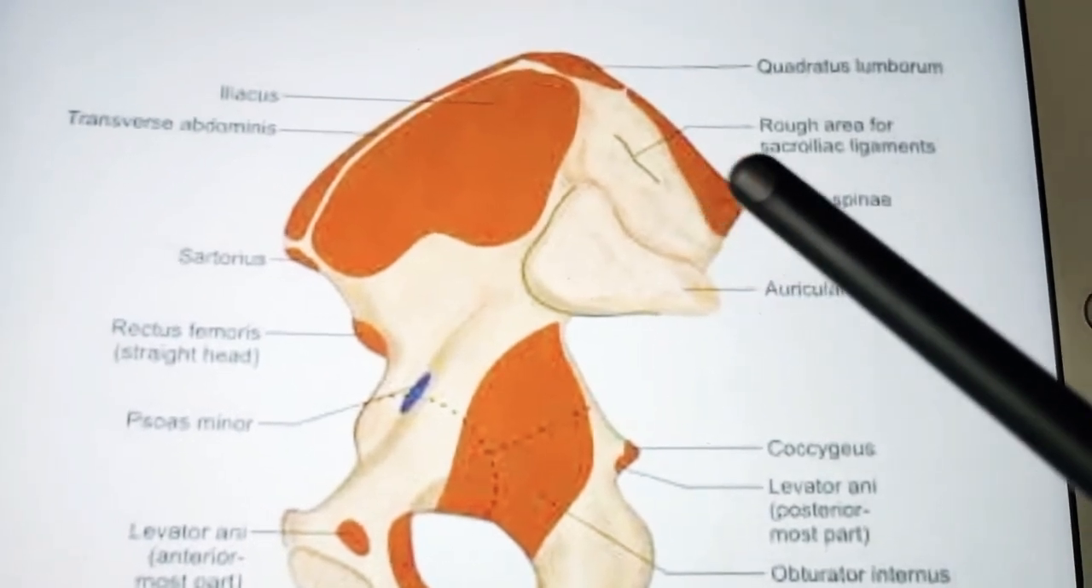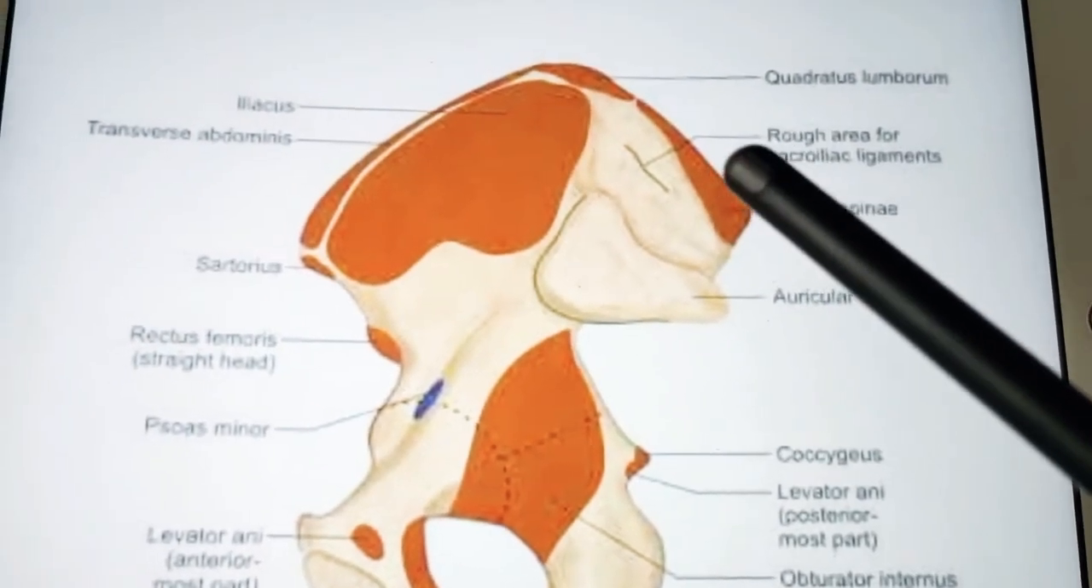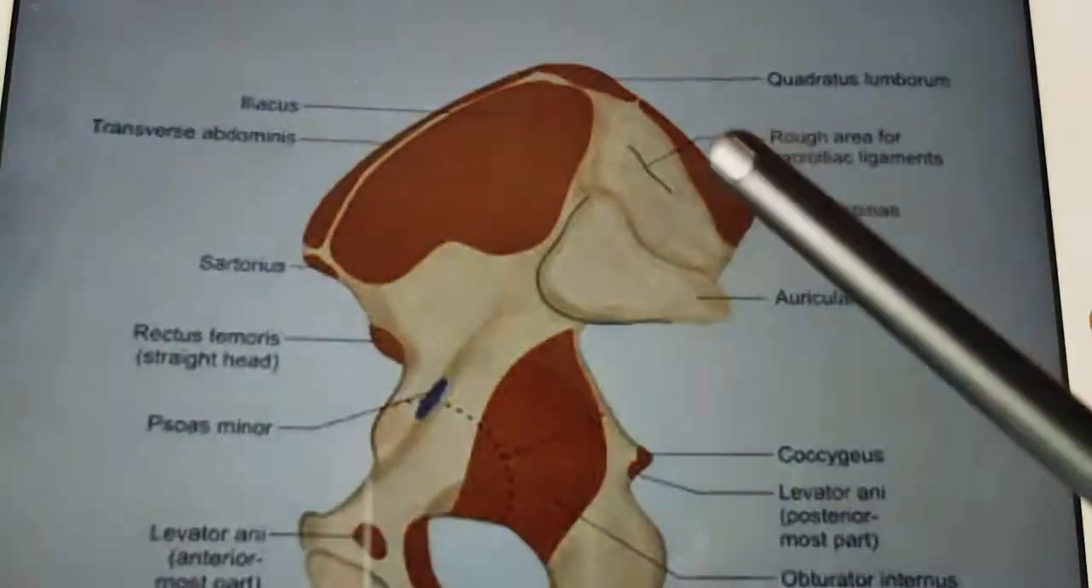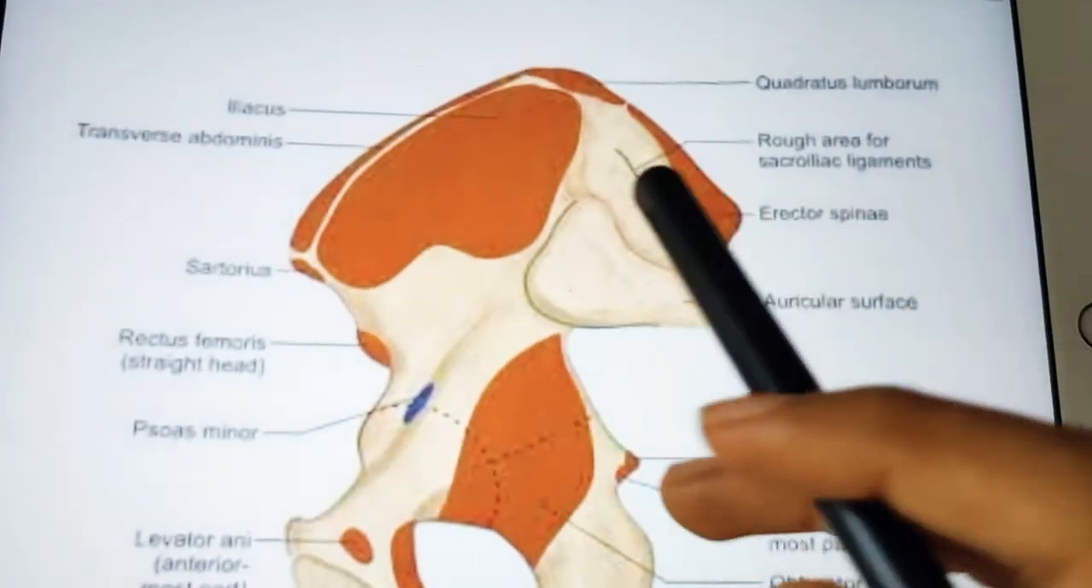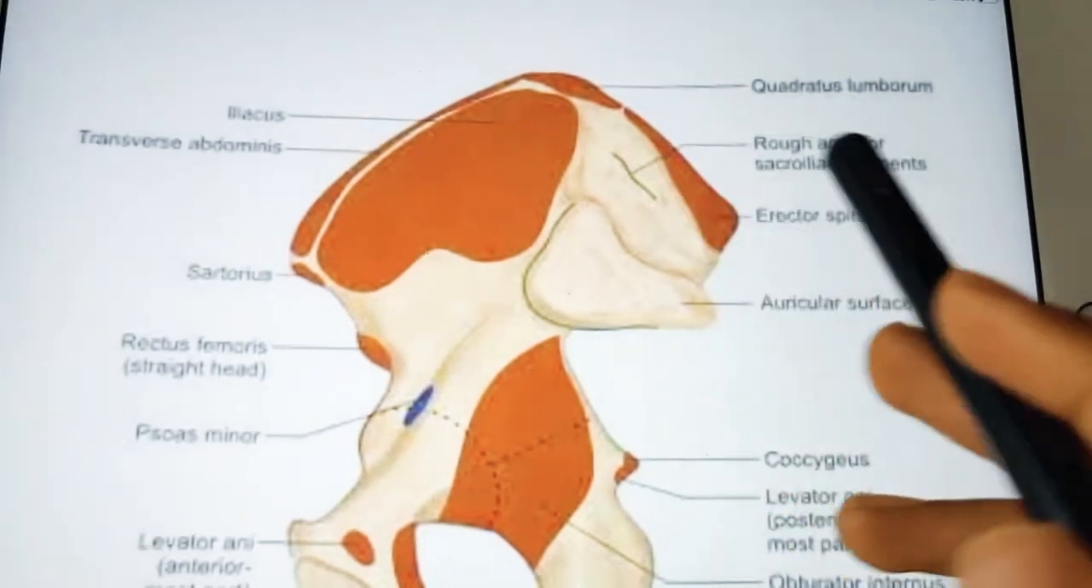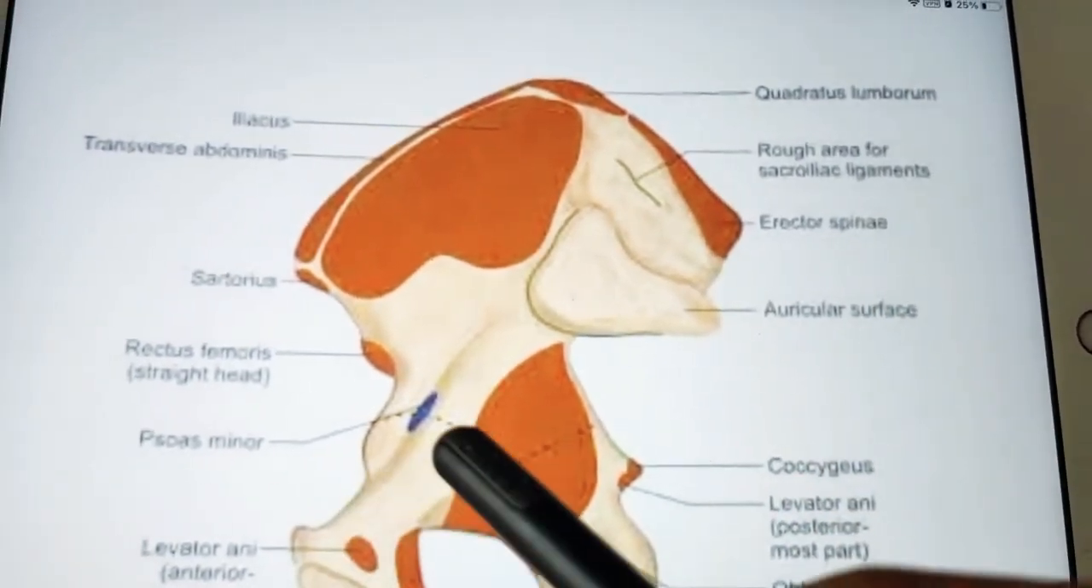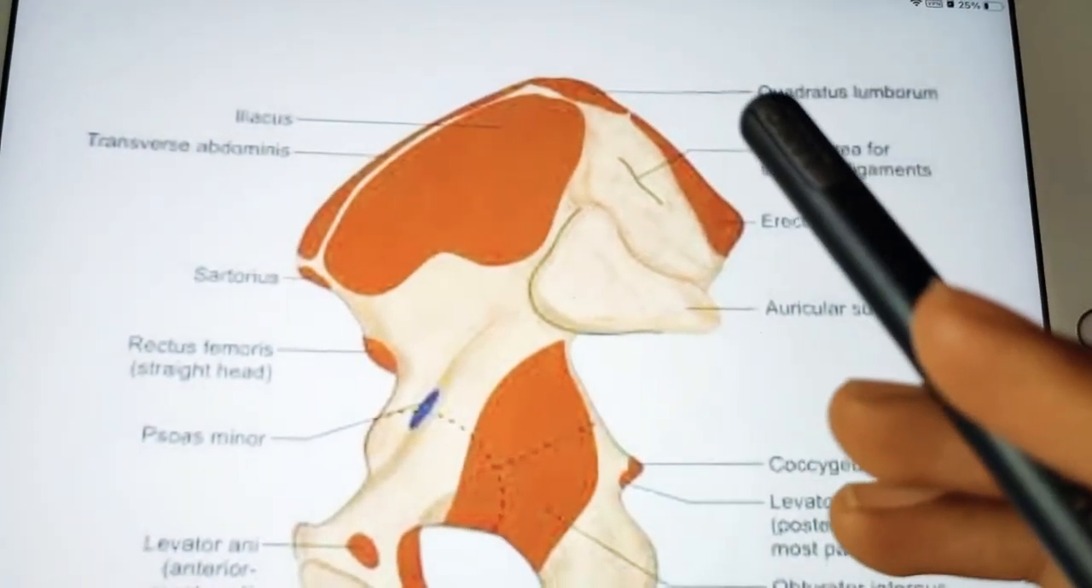So actually the interosseous and also dorsal sacroiliac ligaments are attached on the medial margin, deep to the attachment of erector spinae. So deep to it, only the sacroiliac ligaments, both interosseous and dorsal sacroiliac ligaments, are attached here.